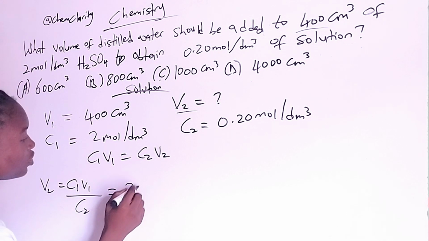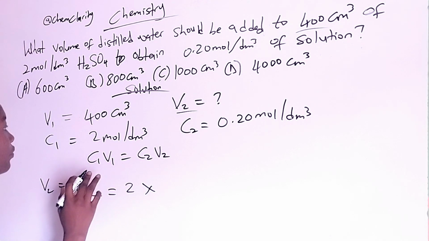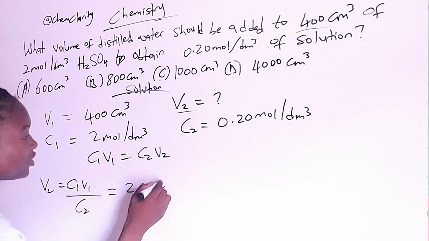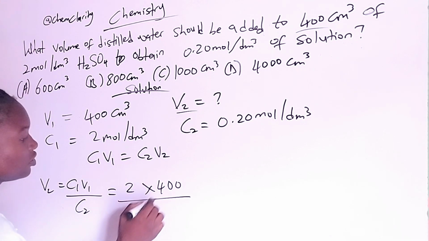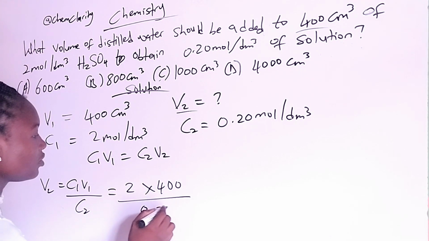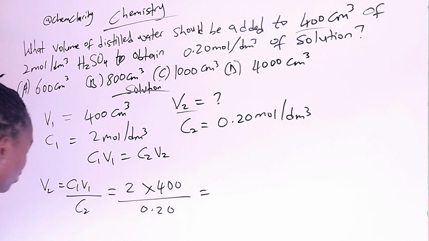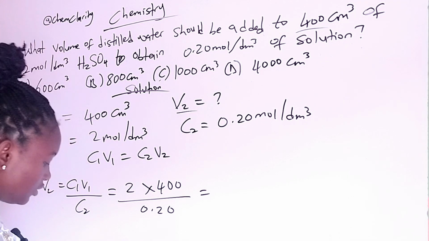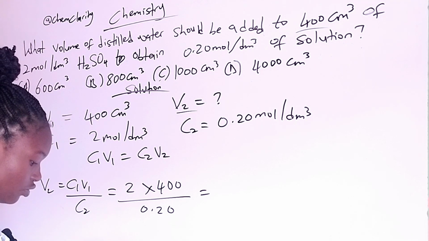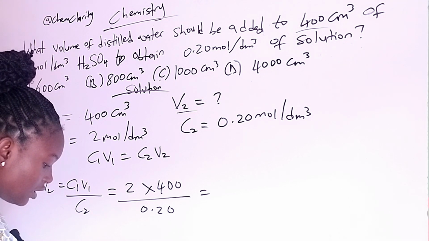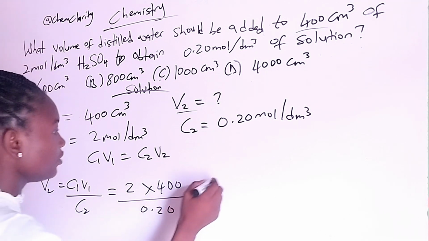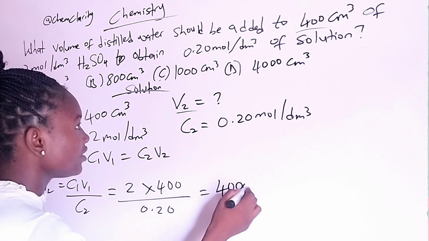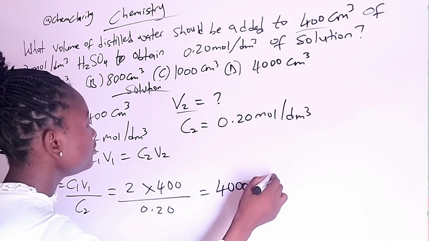which is equal to 2 times volume 1, that's 400, over 0.20, which is equal to 2 times 400 divided by 0.2, 400 cm³.